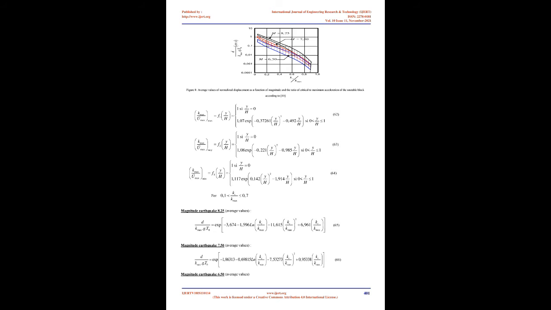Figure 8, average values of normalized displacement as a function of magnitude and the ratio of critical to maximum acceleration of the unstable block according to 10.